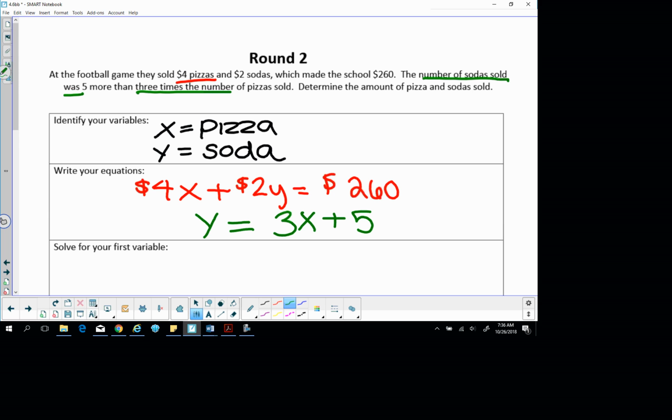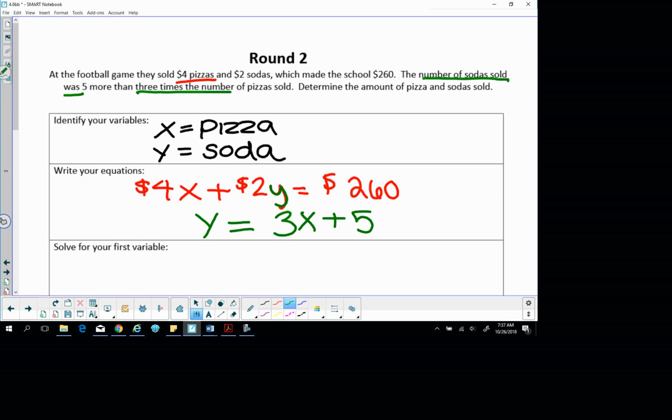So sometimes, most of the time, it's going to be the ones that we did yesterday, but sometimes it will be substitution like this. Then it says determine the number of pizzas and sodas sold. So I'm not going to go through the rest with you, but see how a variable is by itself? So what would we do here? Would we use elimination or substitution? Substitution, right? So when we substitute, instead of y right here, you're going to plug in 3x plus 5.